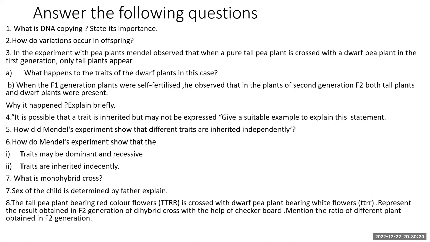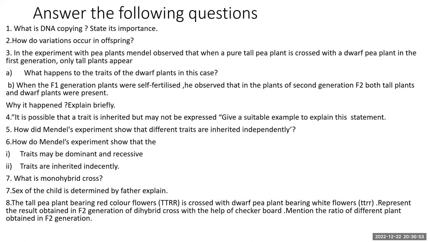So when he crossed two genes or two alleles at a single period of time, it is not that he got only yellow round and wrinkled green. He also got the traits yellow wrinkled and green round, so different combinations of characteristics appeared in his experiment. How do Mendel's experiments show that the traits may be dominant and recessive?